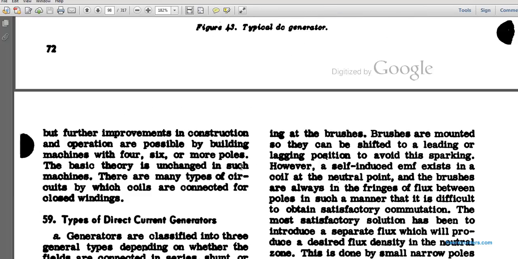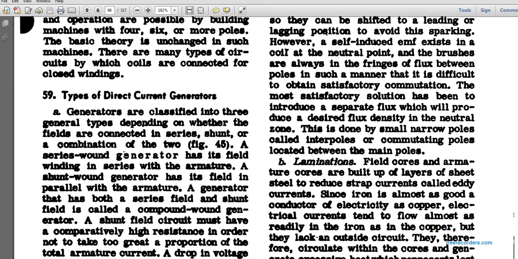And furthermore, improvements in construction made operations possible for the dynamo, building machines with 4, 6, or more poles. The basic theory remains unchanged by the success of the machine. There are many types of circuits by which coils are connected in closed windings.